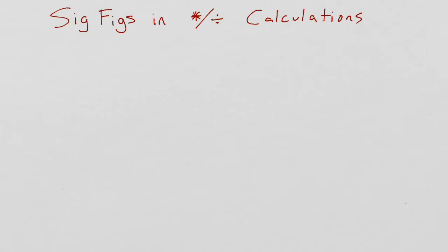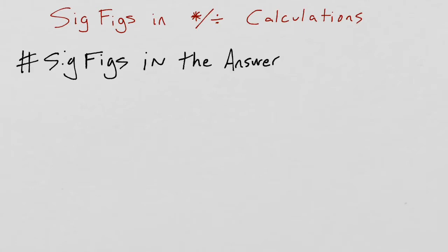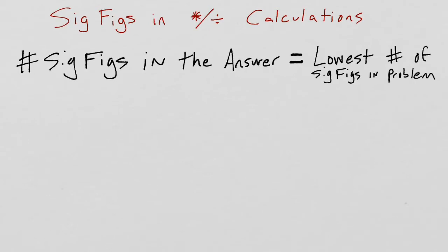In this final video on sig figs, I'm going to show you how we do calculations that are multiplication and division, and then we'll tie everything together and include some addition, subtraction, multiplication, division problems all together. Okay, so for multiplication and division, it's actually a much more straightforward rule, and that rule is the number of sig figs in the final answer will be equal to the lowest number of sig figs in the problem. Now that might sound confusing, it's actually not. Let's look at an example.